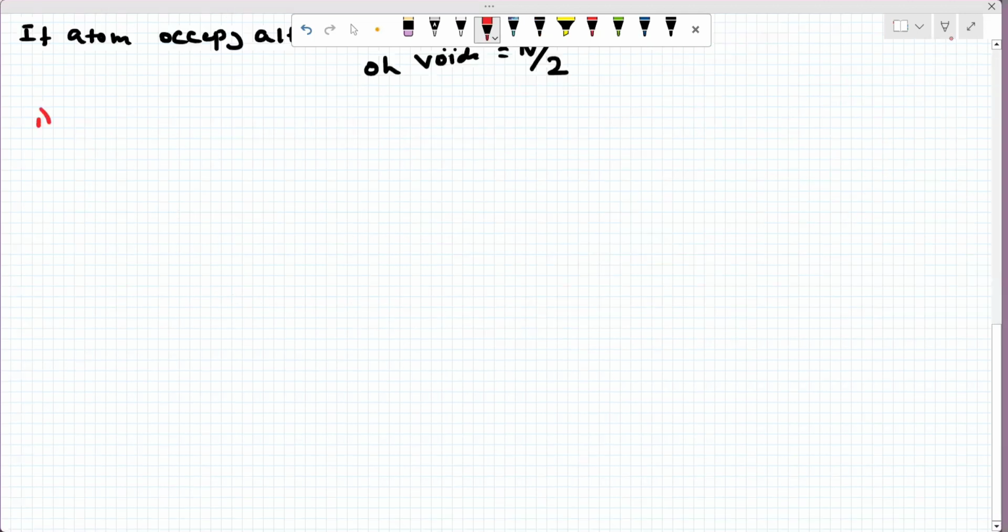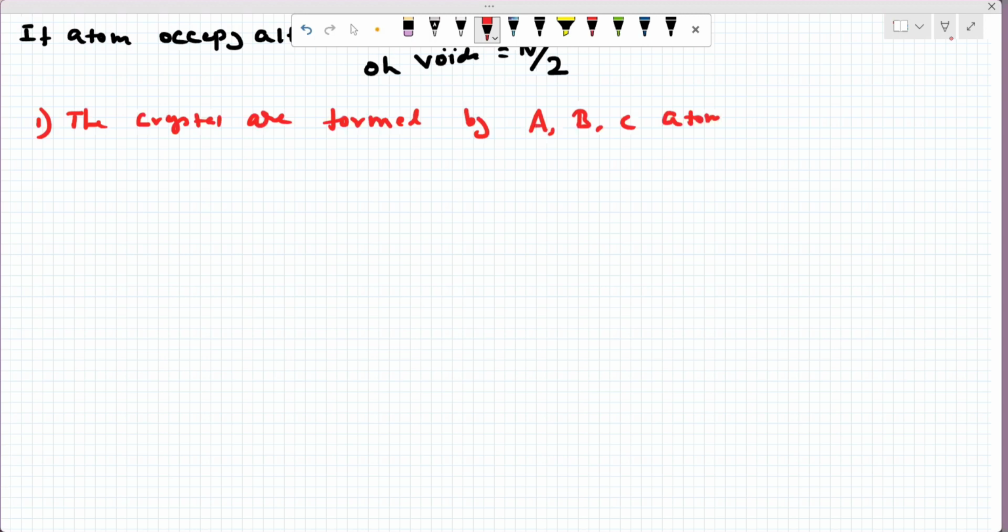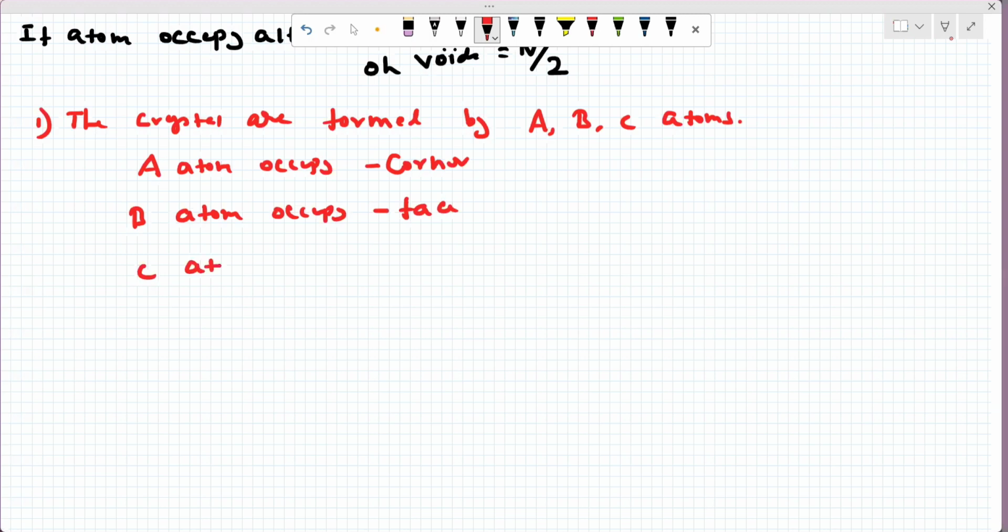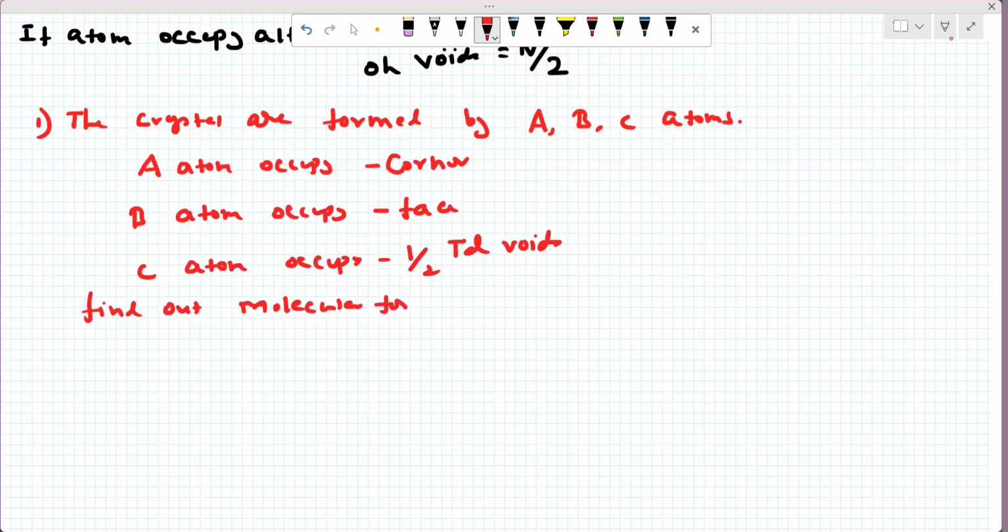See. The crystal is formed by A, B, C atoms. Listen. A atoms occupy the corners, B atoms occupy the face centers, and C atoms occupy half of the tetrahedral voids. Okay, find out the molecular formula.